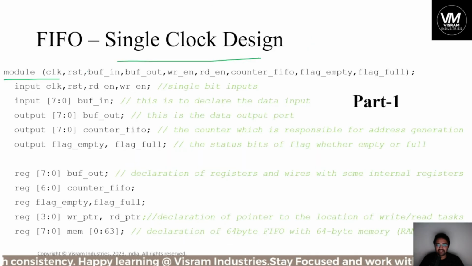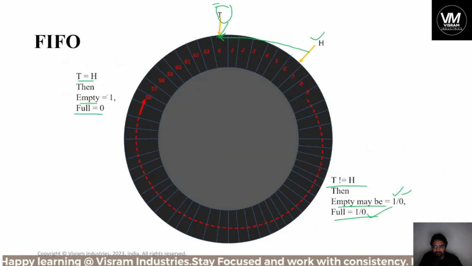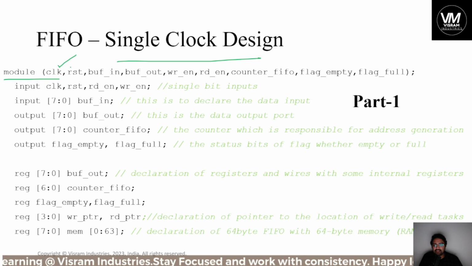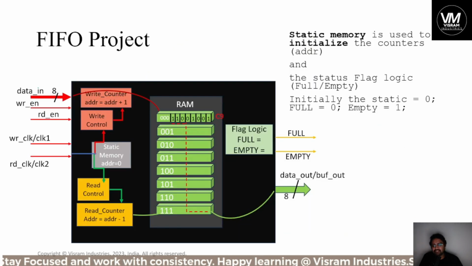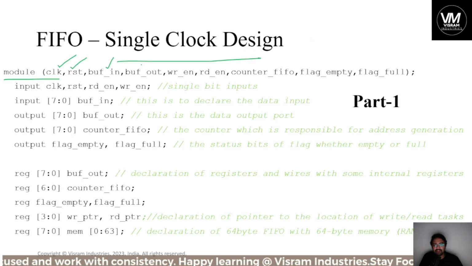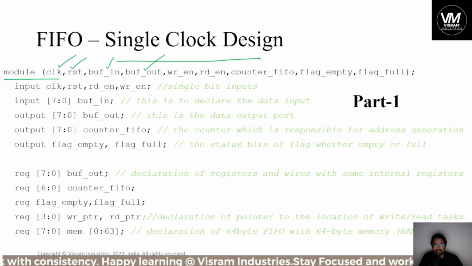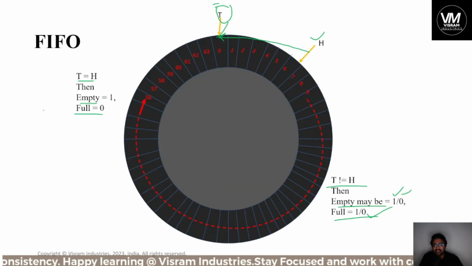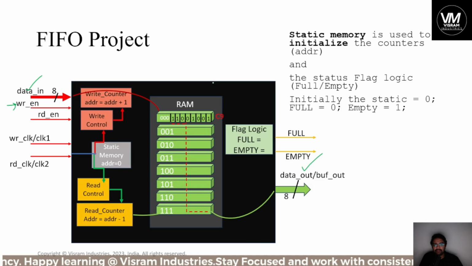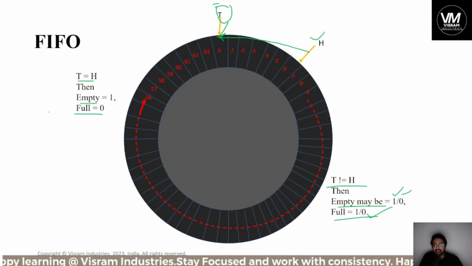So now let us consider the modules. What are the inputs we have? We have clock. With the clock we can also have reset, to reset the entire design if it goes wrong or is working abnormally. And you can have buff input, which is nothing but data input, and you can also have buff output, which is nothing but data out. Write enable is this one, and you have the read enable signal, which is this one.